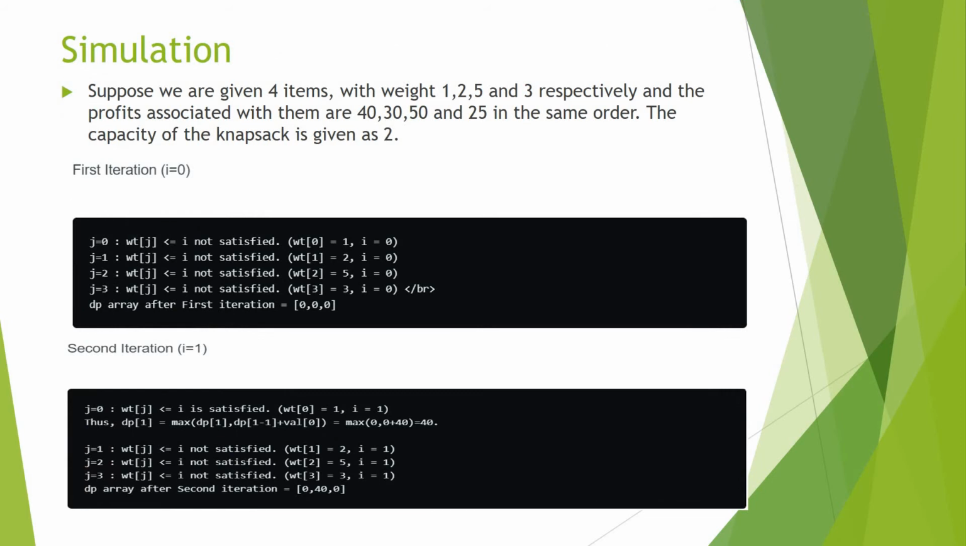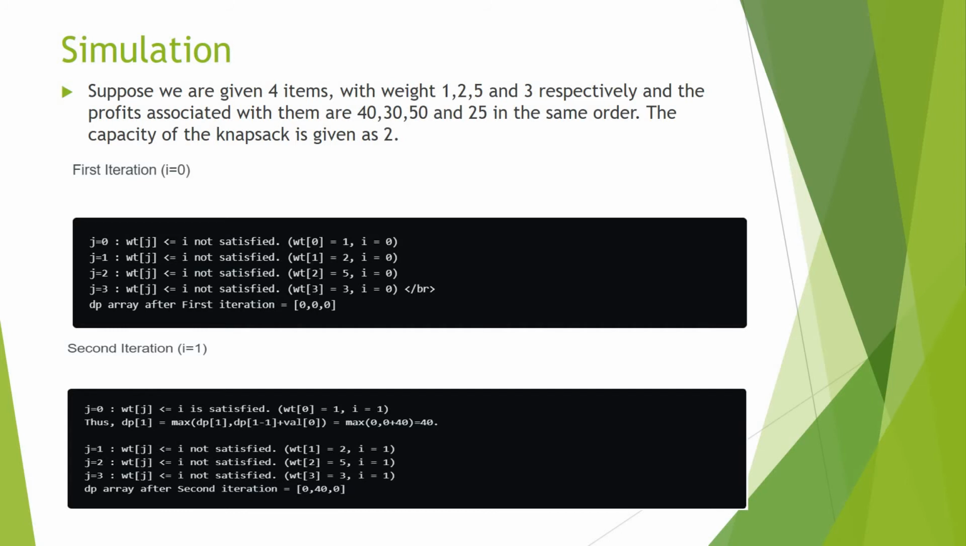So we are going to see the simulation. Suppose we are given 4 items with weights 1, 2, 5 and 3 kg respectively, and the profits associated with them are $40, $30, $50 and $25 in the same order. The capacity of the knapsack is given as 2 kg.